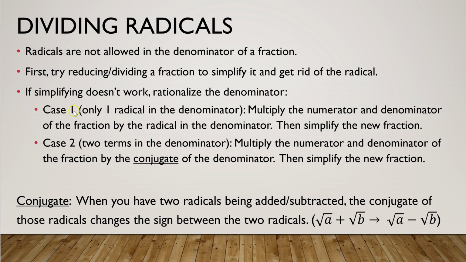Now, the first example of rationalizing is when you only have a single radical in the denominator of your fraction. If that's the case, you're going to multiply the numerator and denominator of your fraction by whatever radical you had in the denominator, and then we'll do our simplifying again at the end.